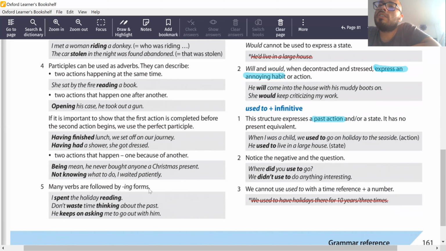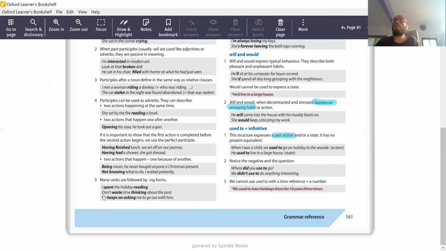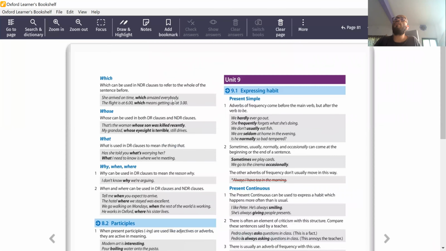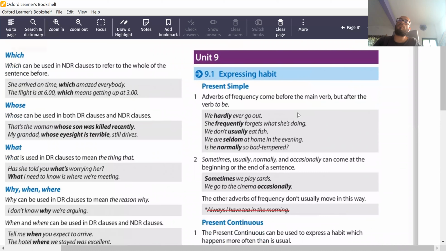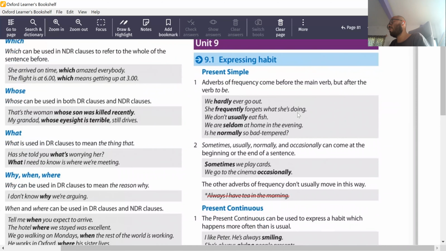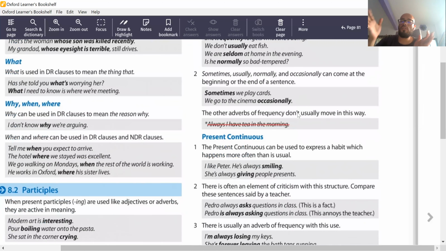Many verbs are followed by the ing form. No? For example, I spent the holiday reading. Don't waste time thinking. He keeps on asking me, depending on the previous verb. And finally, unit 9, guys, which is expressing habit, sorry, either in present simple, or present continuous, in past, yeah. The present simple is the normal present with adverbs, no? Hardly, frequently, usually, seldom, normally, sometimes, occasionally. It is the normal present simple. Yeah, what you have been learning for years.